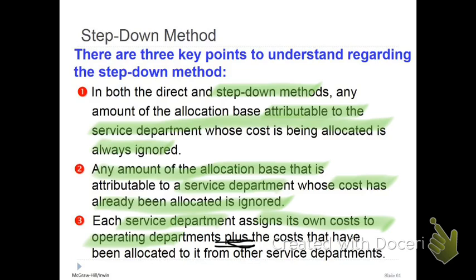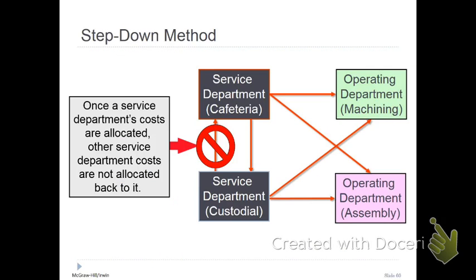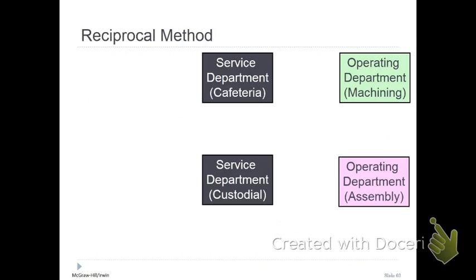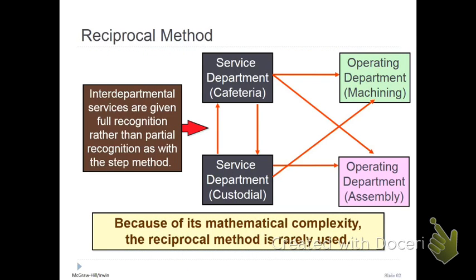So going back to the picture here, when the cafeteria puts some of their costs down on the service department, on the custodial staff, where do those costs go? The custodial staff throws some of those costs on the operating department of machining and some on the operating department of assembly. So that's the step-down method. Then if you really want to get fancy and complex, there's the reciprocal method, and in this particular case there are give-backs, and this is graphically what it would look like in that particular case.